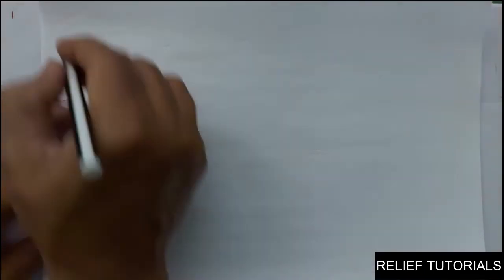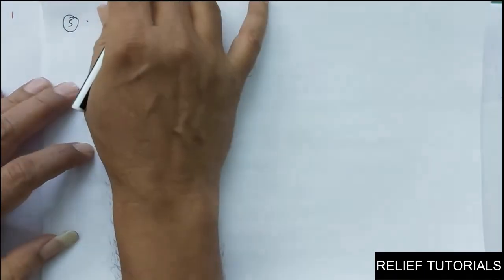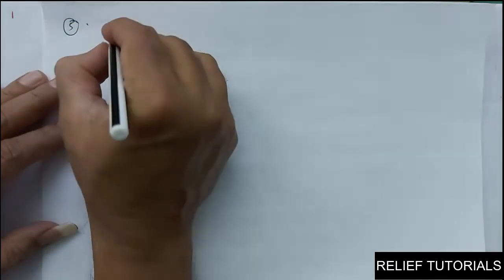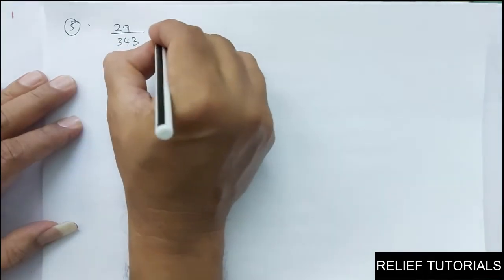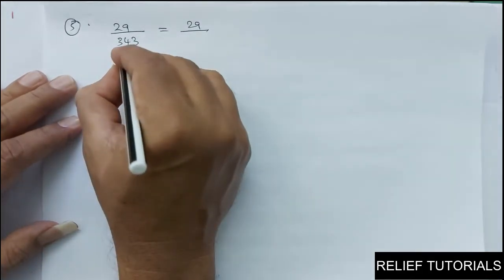So we have done the 4th here. Now we will do the 5th. What is the 5th? 29 upon 343. So that is equal to 29 upon 343, which means 7 cube.